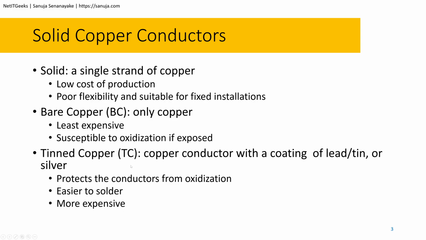It is also easier to solder. If you have circuit boards that you are putting wires into and soldering, because the wires are probably tin or silver plated, especially the tin plated ones, it will allow you to easily solder that wire onto the circuit board. However, these types of copper cables are more expensive compared to just solid core cables with no coating at all.